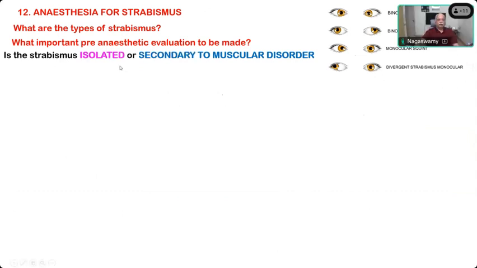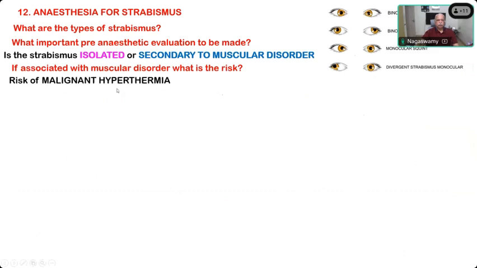Two important things: is it isolated or secondary to a muscular disorder. It's a very, very important thing. Duchenne's muscular dystrophy is commonly associated with that. So the patient may have muscular weakness or it may be associated with a history of malignant hyperthermia. So which muscular disorder is a risk of malignant hyperthermia? The answer for this is Duchenne's. Malignant hyperthermia is also another complication that can happen in strabismus surgery.